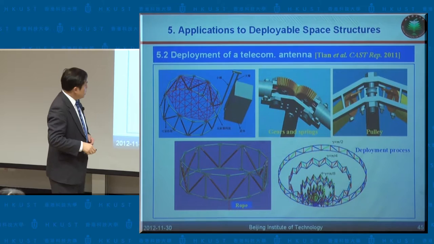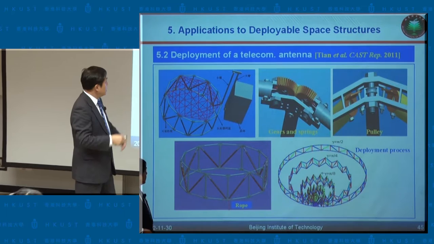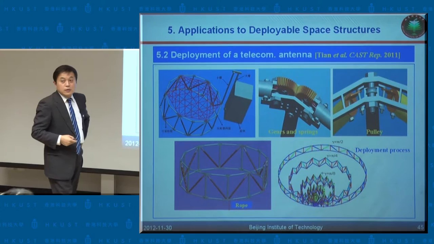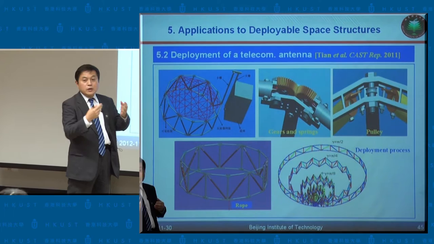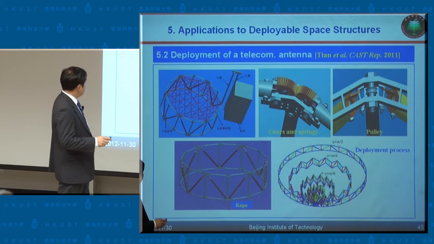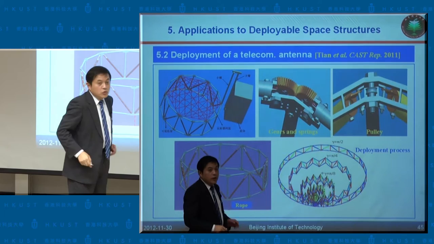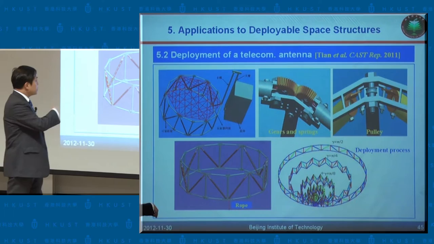To let those bars and truss be deployed smoothly, in each joint with vertical bar, we have a pair of gears and a pair of torsional springs, so that if you release the ropes, the truss will be deployed automatically. And in this kind of joint, here is the joint this way, and this is the other joint, we have the pulley to let the rope go smoothly. And this is a basic description of the antenna.